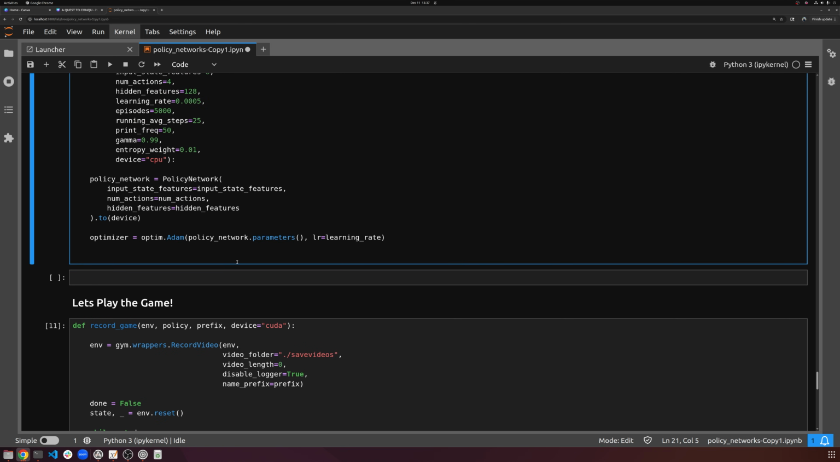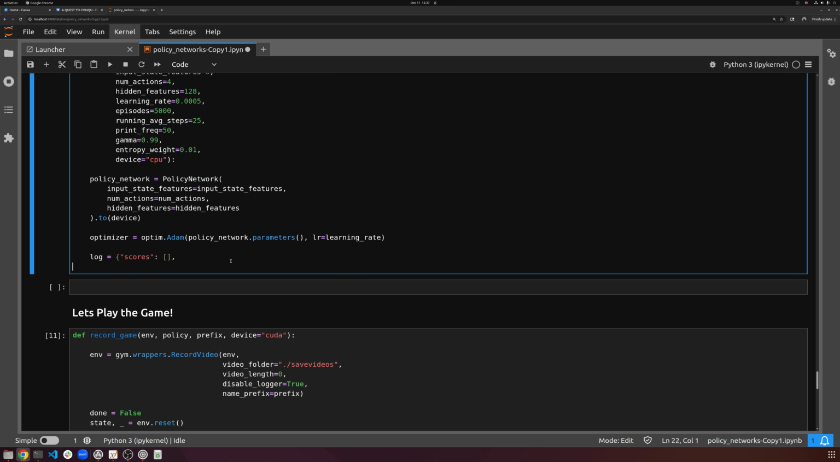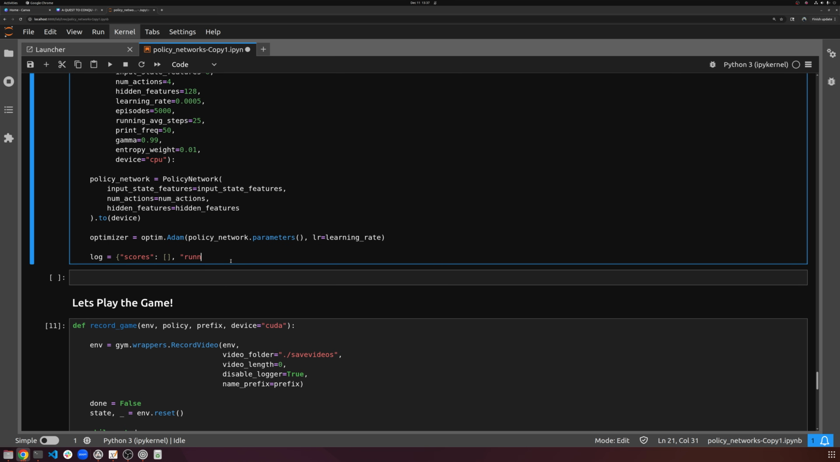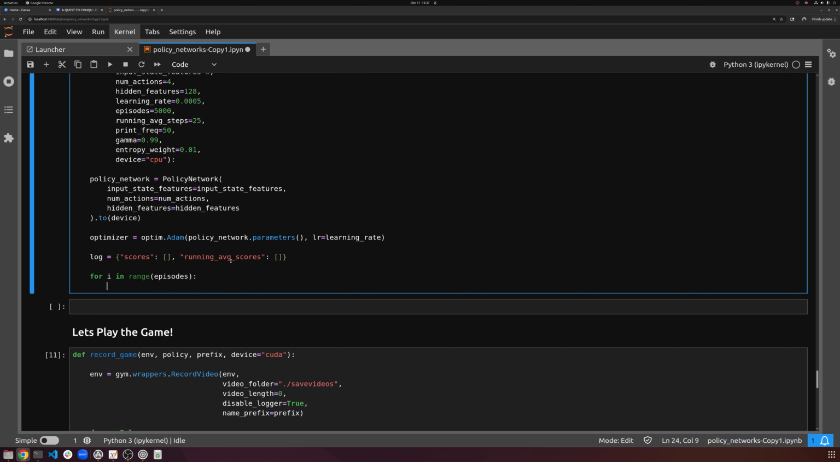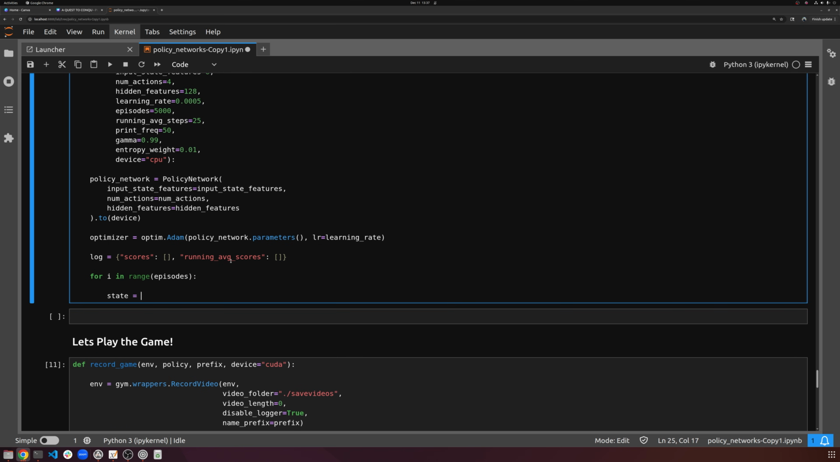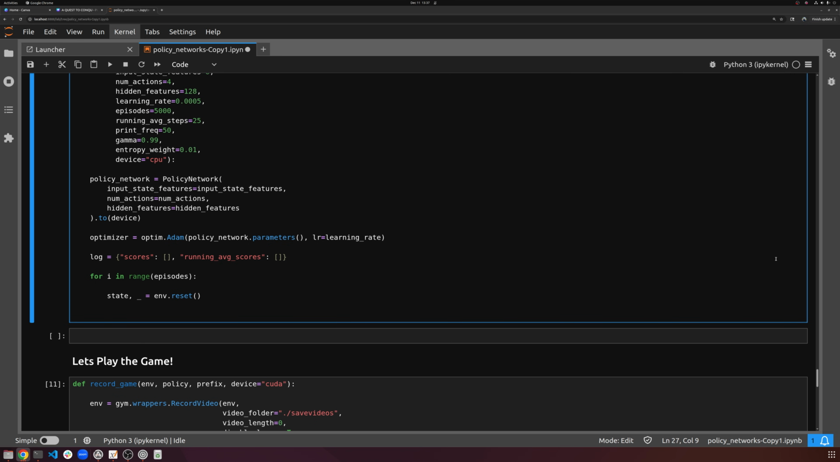And then let's go ahead and create a quick log here, just so we can store stuff for printing. Scores. So what is my score? And then of course, because it's noisy, we'll do an average, just so it's easier to see. Running average scores. Again, empty list. We'll store results as we play. And so let's say for i in range episodes, so how many games we want to play, state, blank, we don't care about the info, is equal to env.reset. That goes ahead and starts a brand new game.